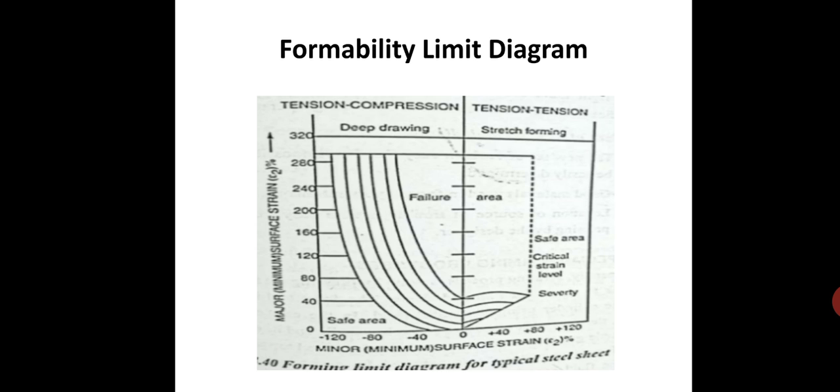The right side is the stretching operations, and the left side of the FLD diagram is the negative one. This shows the tension to compression of the sheet metal, that gives the deep drawing operations. The right side is the biaxial tension, that gives the stretch forming operations. The right one is the positive and the left one is the negative of strain values.